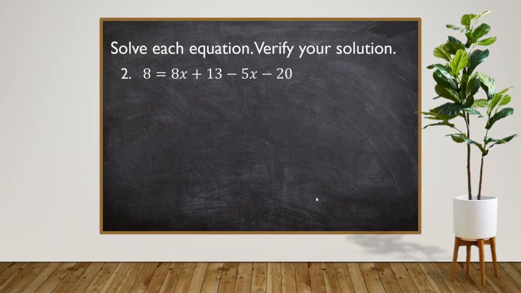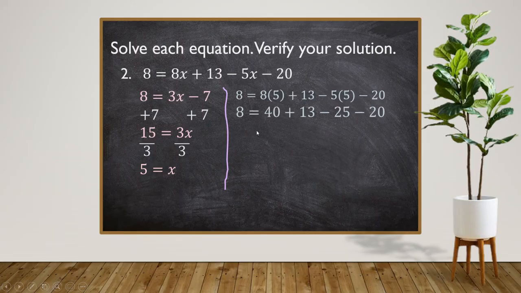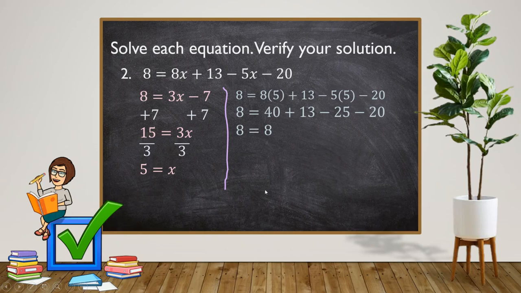Number 2, we need to combine like terms. 8x and minus 5x combine to give us 3x. 13 and minus 20, they're on the same side, so we combine them to get negative 7. To isolate x, I would add 7 to both sides and then divide by 3. To verify, we go back to the original statement, and we're going to replace the x's with 5. That gives us 40 plus 13 minus 25 minus 20. Adding those all up, we get 8 equals 8.